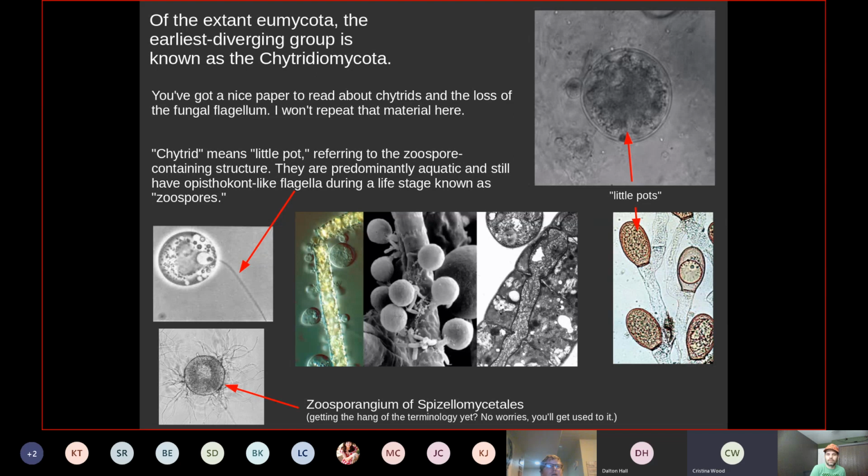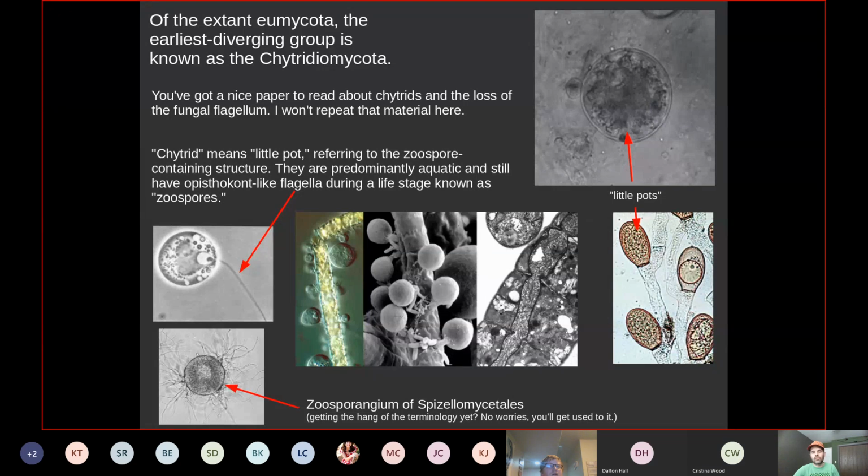Was it like the spore producing organ, basically? Yeah, that's right. Spore producing organ. A sporangium is a structure that houses spores. Okay. A zoosporangium is something that houses zoospores. I know the terminology is new, but you're gonna start seeing patterns. Okay. So get used to sporangium.